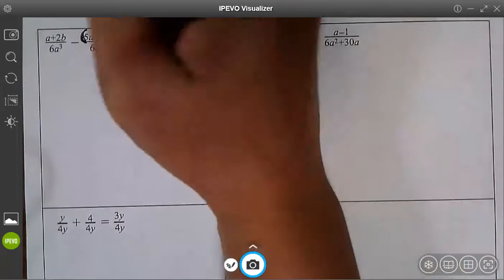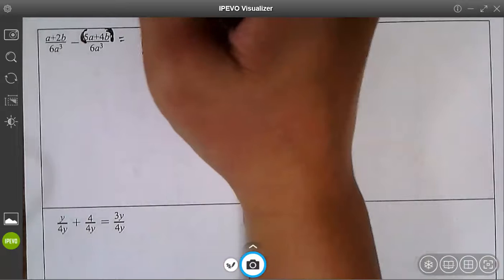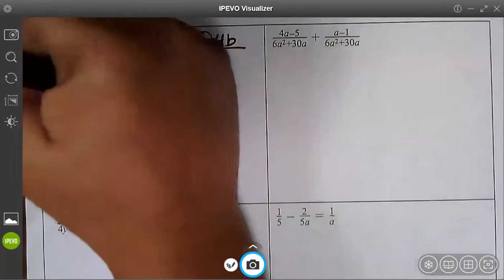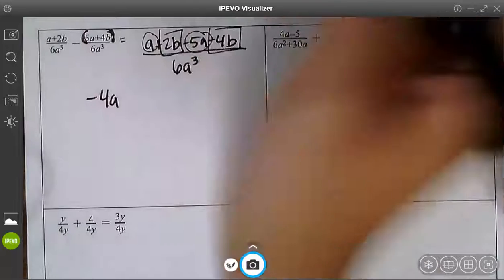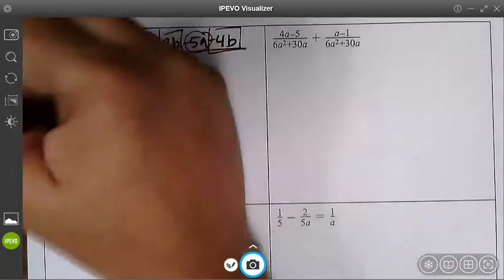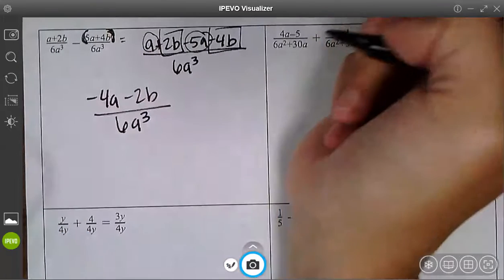Combine your like terms. A minus 5a is negative 4a. 2b minus 4b is negative 2b all over 6a cubed.